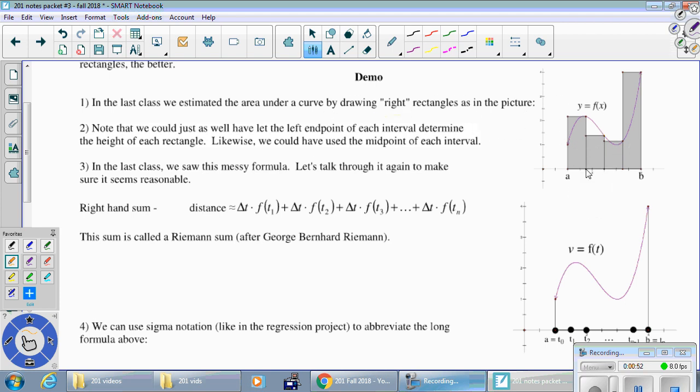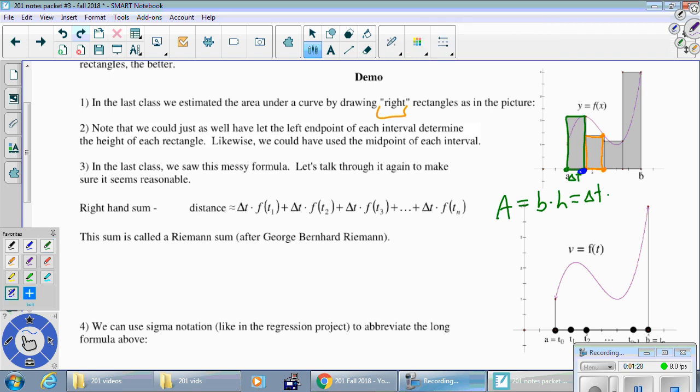Okay, so here's our right-hand sum. Let me draw this rectangle here. Between those two endpoints, we're going to pick the right-hand one to dictate the sum. That's up here. So if I want the area of that rectangle, then I know the area is base times height. And we let delta t represent the base of each of these rectangles. So the base is delta t times, and then the height is just the y value at this right-hand endpoint right here. And you'll recall that we let t sub 1 be the coordinate of that right-hand endpoint.